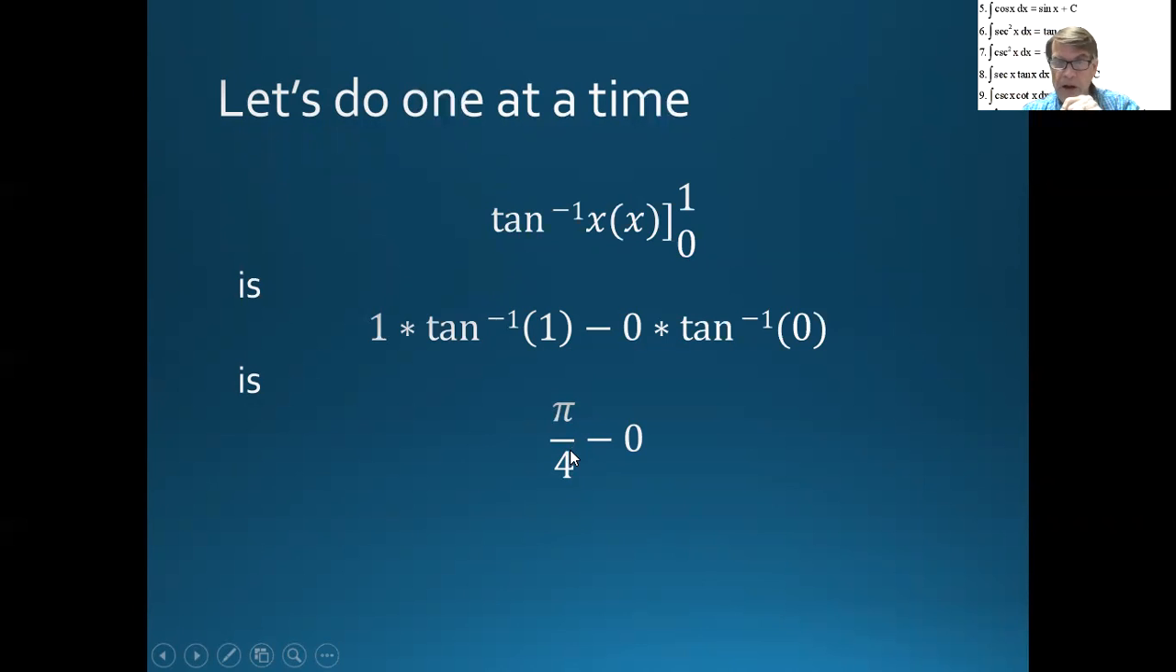If the tangent of pi over 4 is 1, then the inverse tangent of 1 is pi over 4.